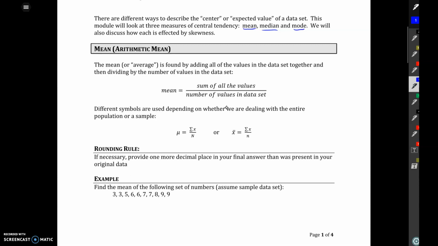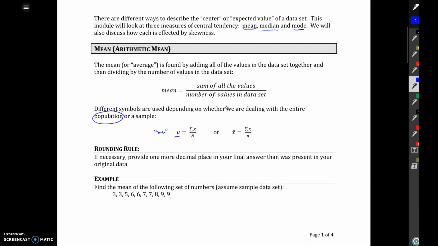So the mean for a quantitative data set is found by adding up all the values together and dividing by the number of values in the data set. We're going to introduce some statistical symbols here as well. When we have a population data set and we're calculating a parameter, we use the Greek letter mu to signify mean. We always use Greek letters for parameters. A mu looks like a U with a bit of a tail on it.